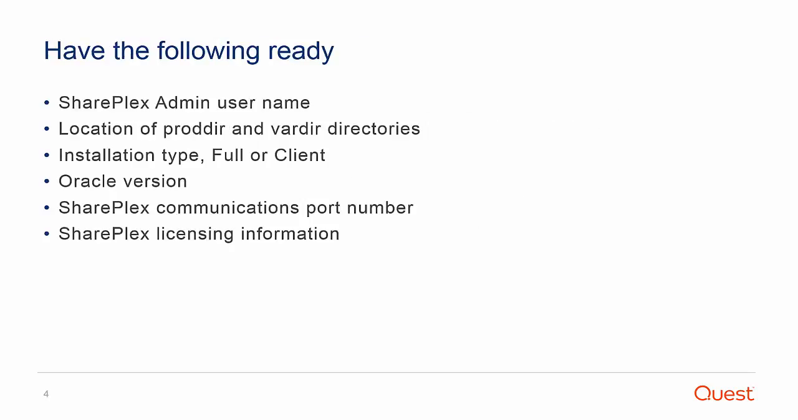You will need the following information prior to running the installer: your SharePlex admin username, location of the installation directories, which include the product directory and the variable data directory, installation type, is it full or client? In this video, we will show the full installation. Also needed: the Oracle version of the instance that corresponds to this installation, your SharePlex communications port, and your SharePlex licensing information.